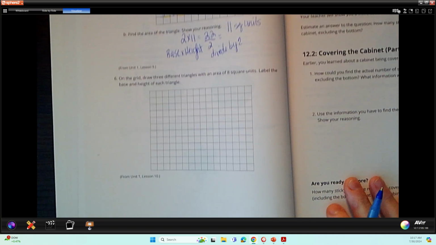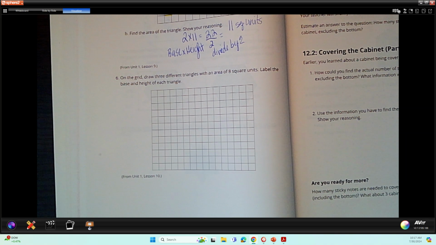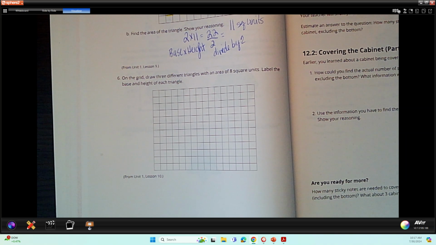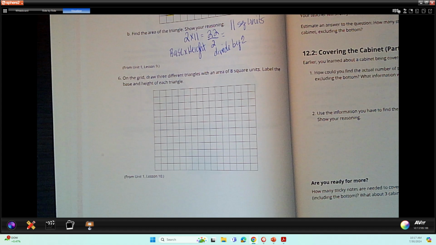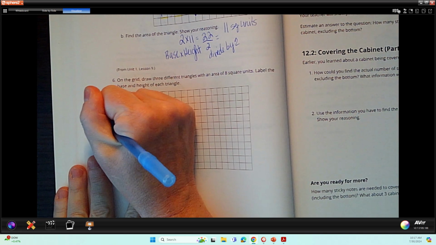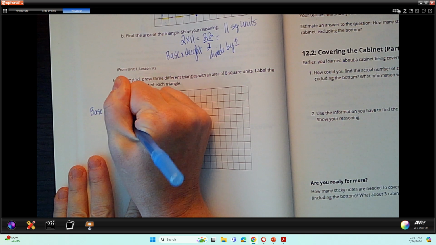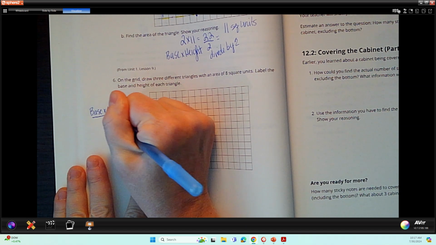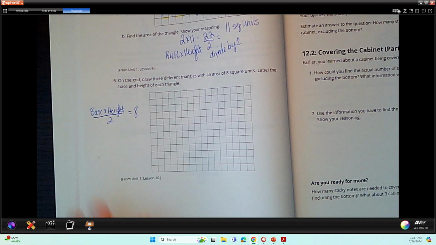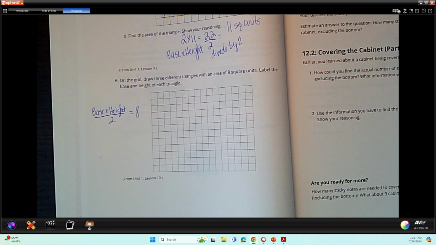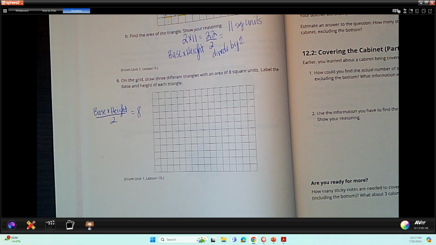Okay, last question on this, and then you guys will be able to prepare for the mid-unit assessment, but you should be really good at this stuff by now. All right, so on the grid, we're going to draw 3 different triangles that have an area of 8 square units. So base times height divided by 2 has to equal 8. So something times something divided by 2.